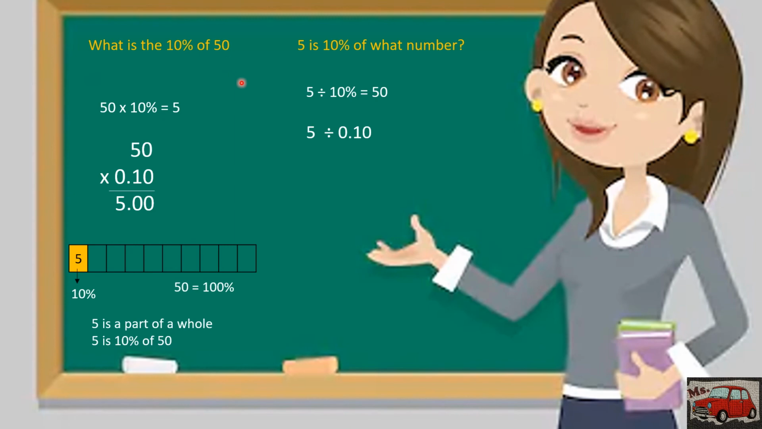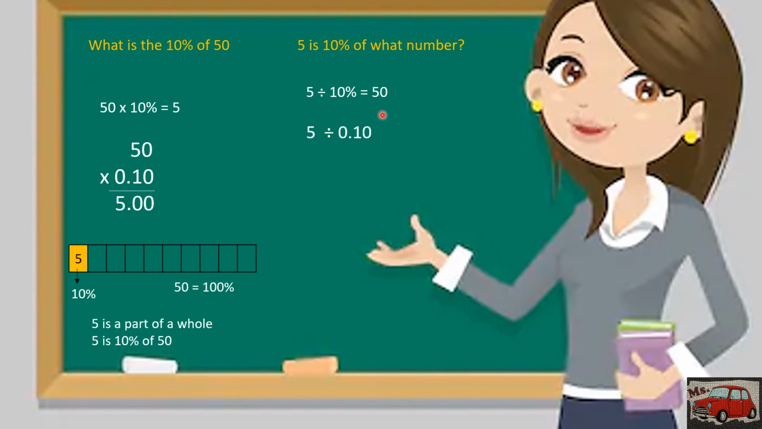Okay? Now, what about this one? 5 is 10% of what number? So, yung 5 daw is 10% ng anong number? So, in this case, ang kinukuha natin is yung kabuuan. Okay? So, to do that is use division. So, 5 divided by 10%. So, 10% is 0.10 and you'll get 50.